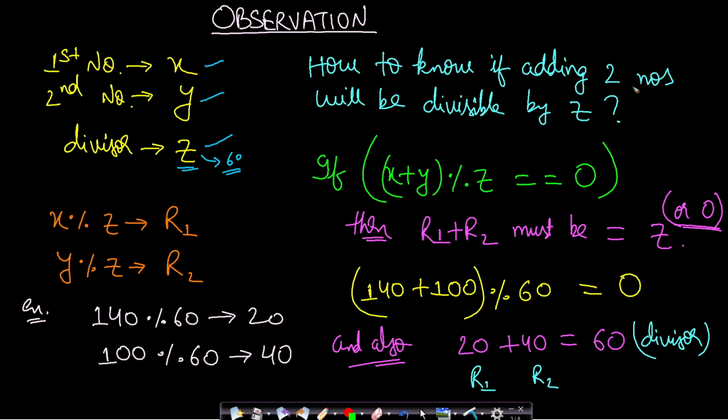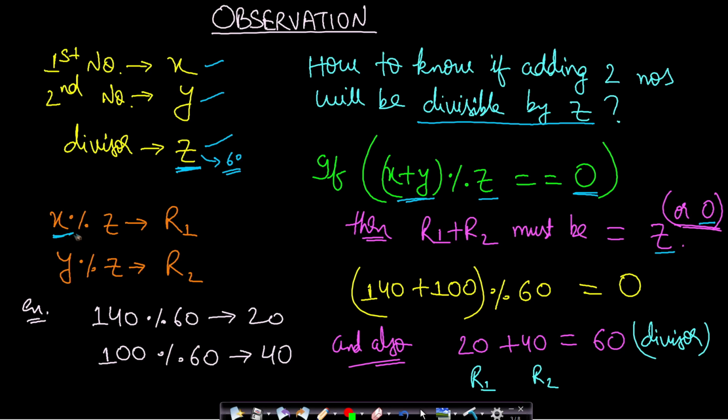Now how to know if adding two numbers will be divisible by z? So one simple process is to just add these numbers x and y, take x plus y and take mod of z and that value should be equal to 0. Then we know that x, y forms a valid pair, okay? But if x plus y is divisible by divisor z, then you can also say that if you take the remainder of x and y with this z and add them together, then the value should be either z or it should be 0.